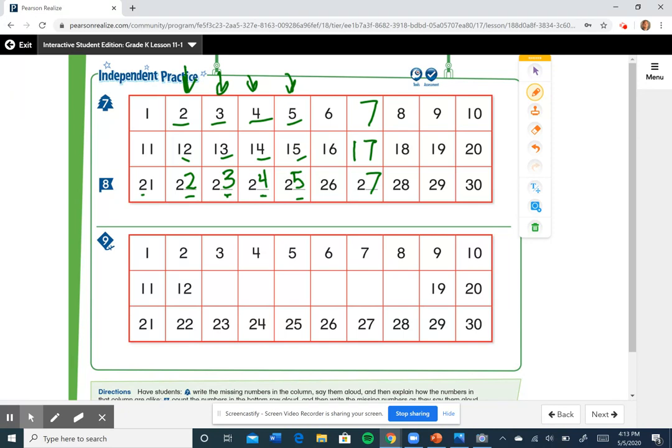Now, number 9. A whole lot of our teens are missing right here in the middle, right? But what do each of these numbers start with? 1, 1. They both start with 1. So everyone in this row is going to start with a 1. So I'm just going to write my 1s.